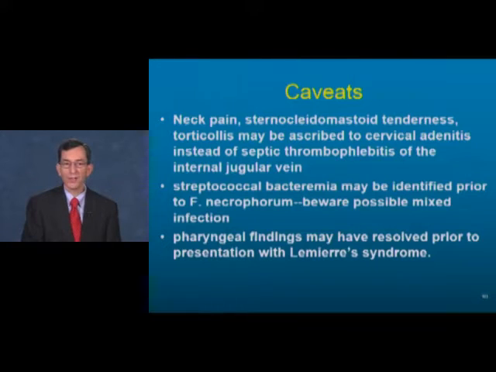A few words of caution: patients sometimes present with neck pain and tenderness over the sternocleidomastoid and are assumed to have cervical lymphadenitis and treated at a lower level of concern than had they been recognized to have thrombophlebitis of the internal jugular vein. In mixed infections, the aerobic pathogens or facultative anaerobic pathogens may grow out before the Fusobacterium, and so they may be treated in a way that, A, fails to recognize the diagnosis, and B, inadequately covers the fusobacterial isolate. And remember, most importantly, the pharyngeal findings may resolve before the patient's return with classic Lemierre syndrome.